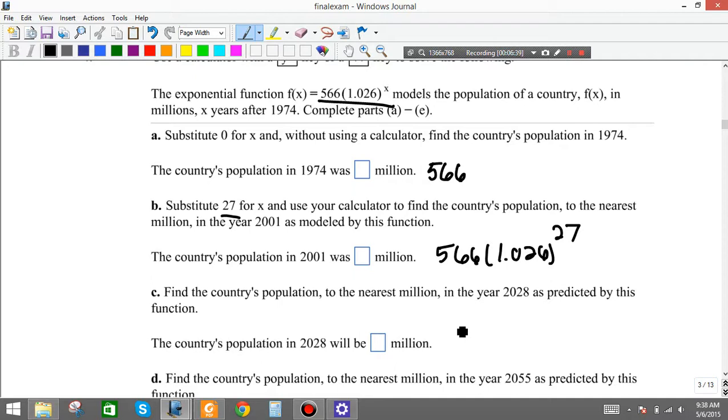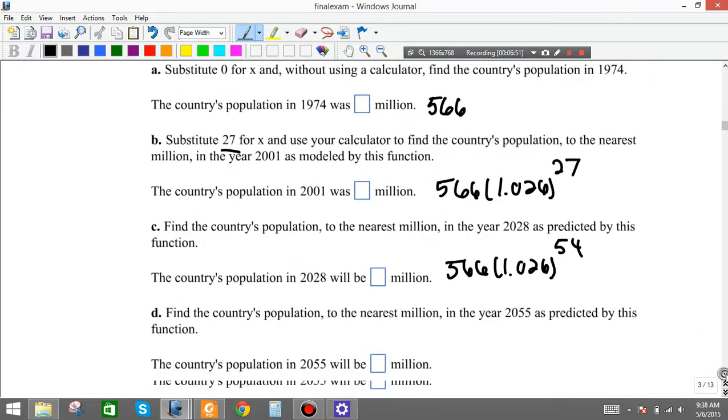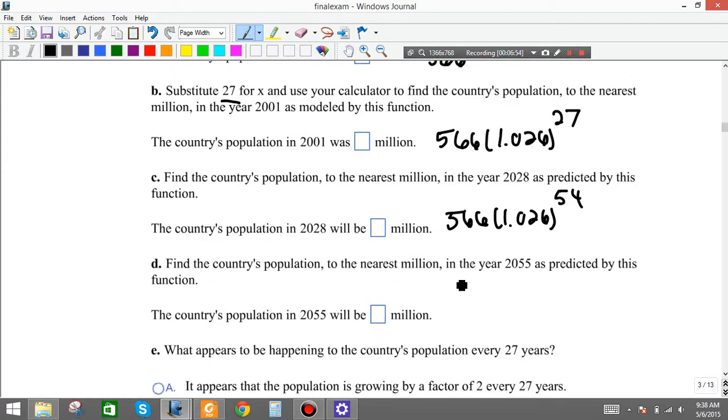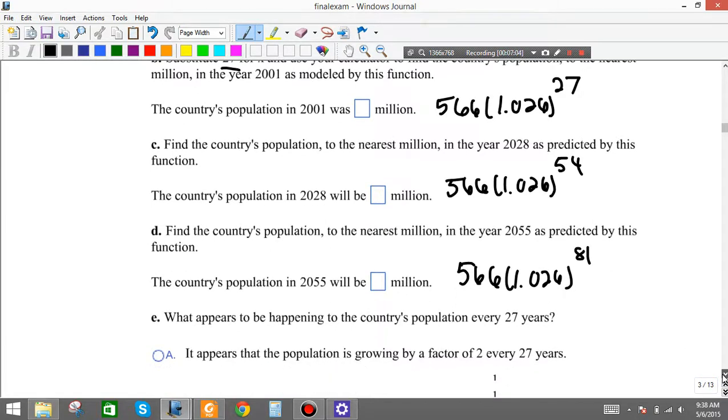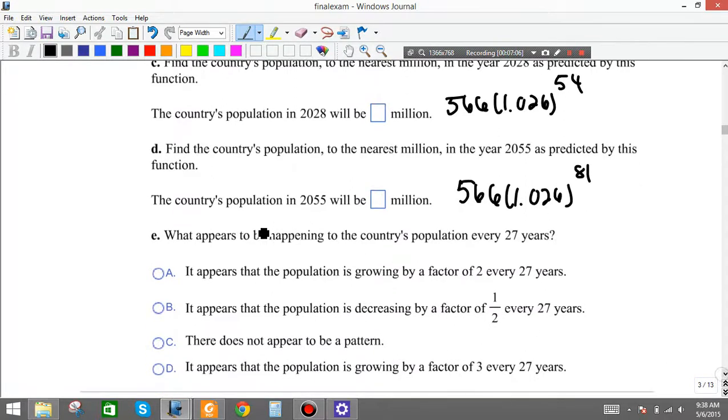Here, 2028 looks like it's 54 years later, so 566 times 1.026 to the 54th. And again, we need decimal approximations to these, rounding to the nearest million. And then this one is 81 probably, 1.026 to the 81st. And you'll see when you do all these calculations that it's growing by a factor of 2.